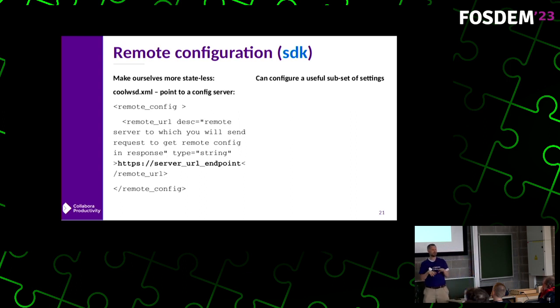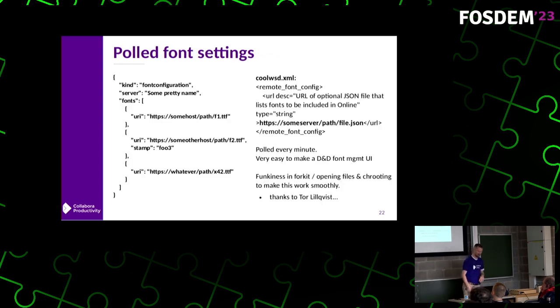So we have this remote configuration endpoint now, so you can cut a whole lot of your config out. Collabora Online would just go, hey, tell me my config. Oh, has it changed? They'll poll it every minute or so and update a whole subset of those settings to make it easier. And one of those, of course, is the font setting. So it's easy to have then a path to font.